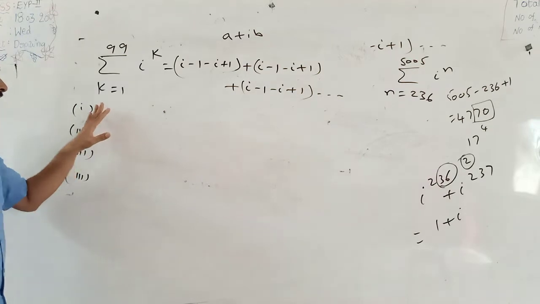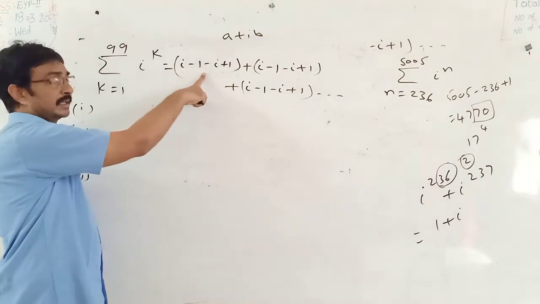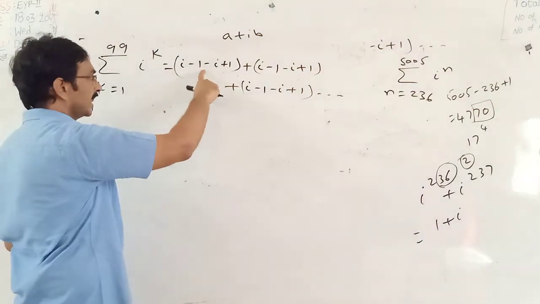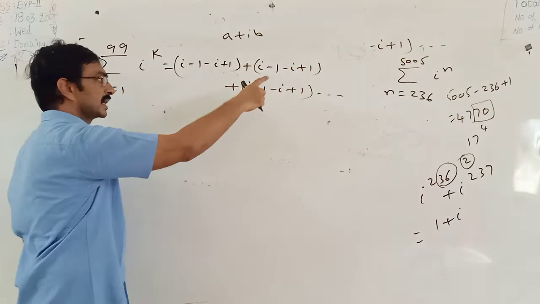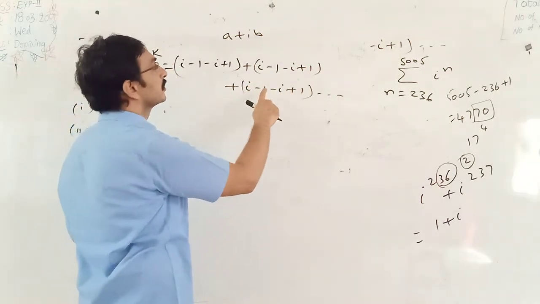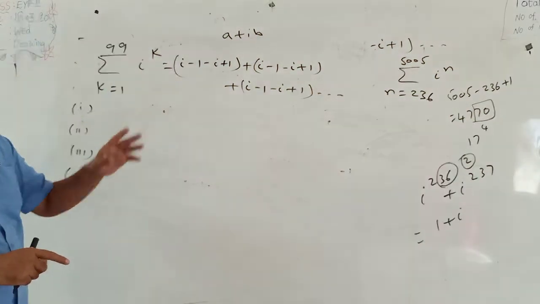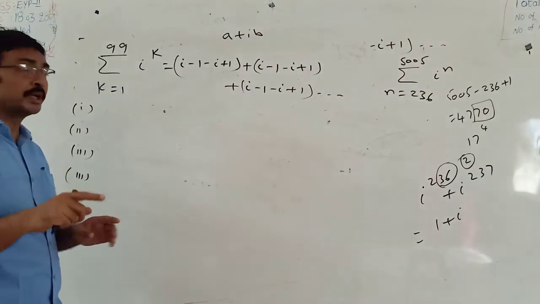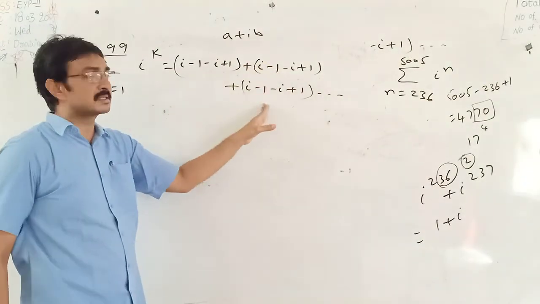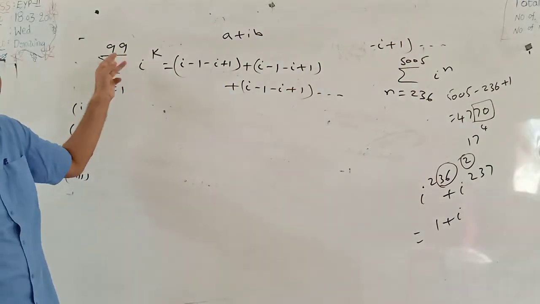First I am counting number of real terms. So in each bracket there are 2 real numbers, minus 1 plus 1. In second bracket there are 2 real numbers. In third bracket there are 2 real numbers. And so on. Therefore, number of real terms is 2 into number of this type of brackets. Number of these type of brackets is equal to quotient of number of terms when divided by 4.